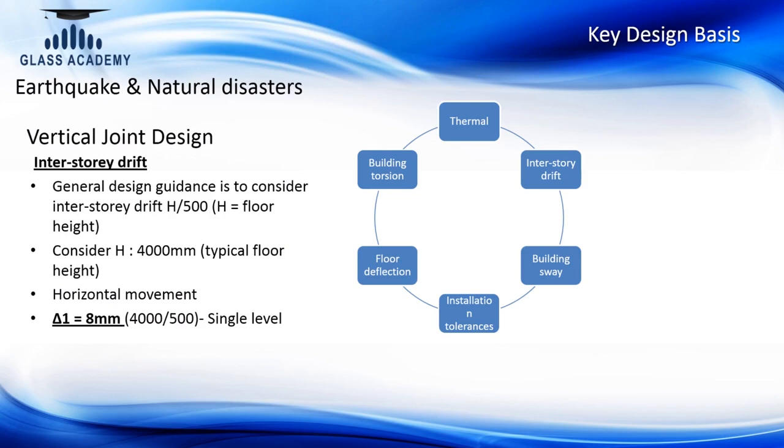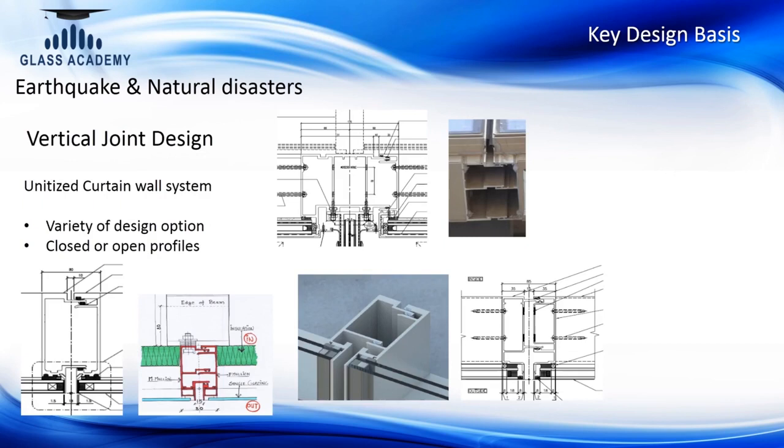It could be due to thermal movement, inter-story drift, building design and installation tolerances, because most of the facade system is not cast in situ; various components come and get fixed at the site. So the engineer should be aware of tolerances. Floor deflection: the floor will deflect due to live load, or in some cases, if it is a slender building, then torsion may be a critical factor for joint design. We are still continuing with the joint design.